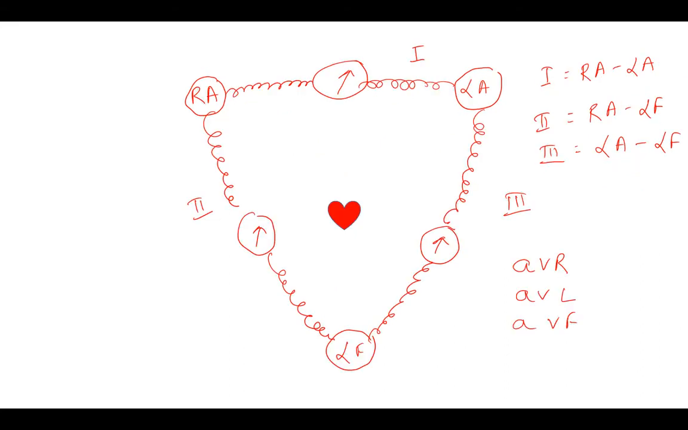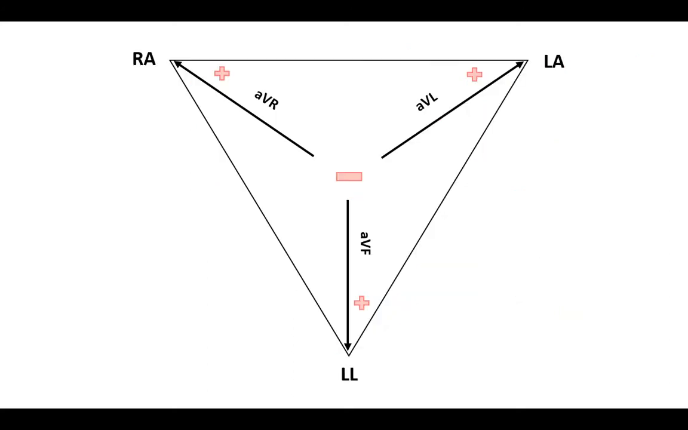Now next, see the direction of all these leads. I have already told you what is lead 1. This is lead 1, and the direction of lead 1 is from RA to LA. Okay, and this is your lead 3, and the direction of lead 3 is from LA to LL, and this one is lead 2 and its direction is from RA to LL.